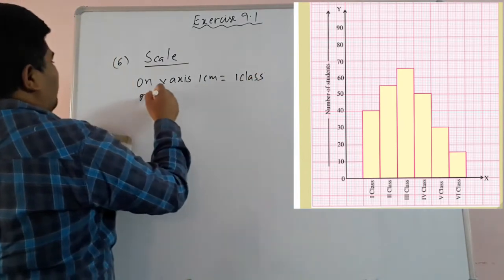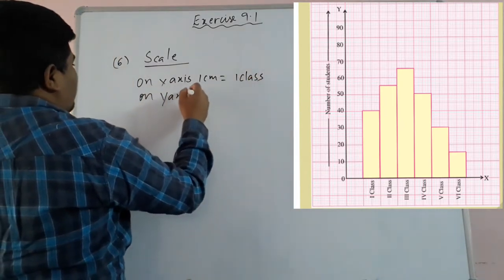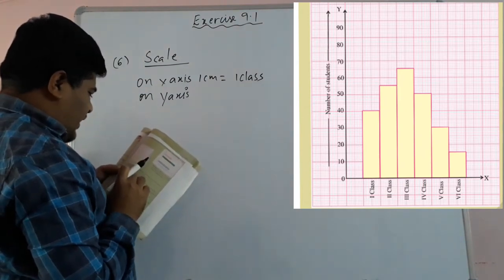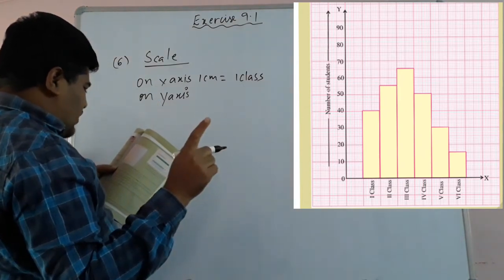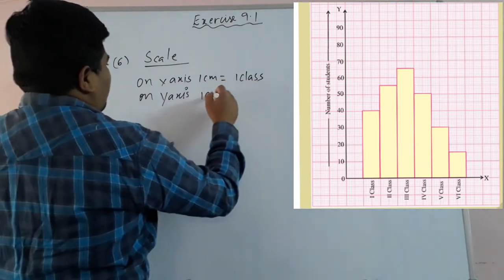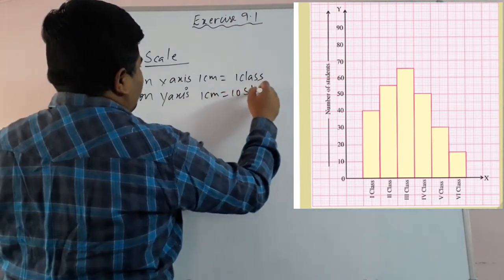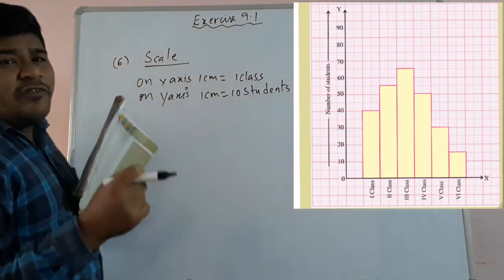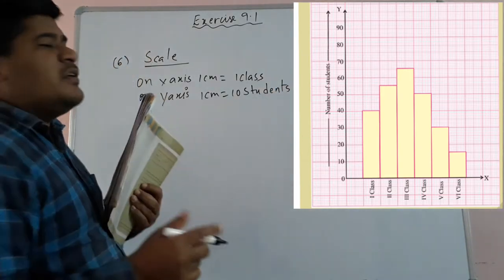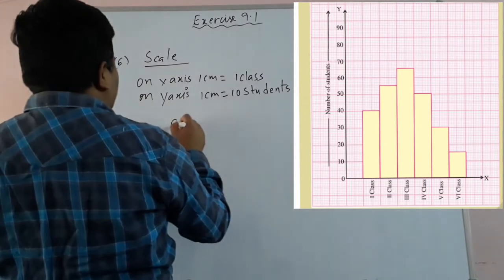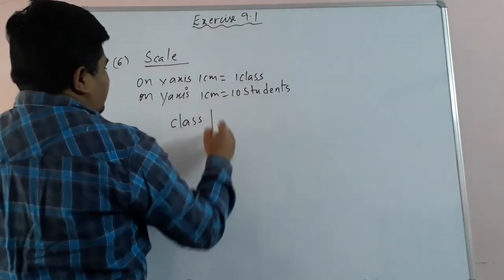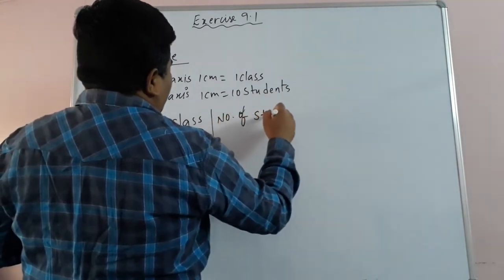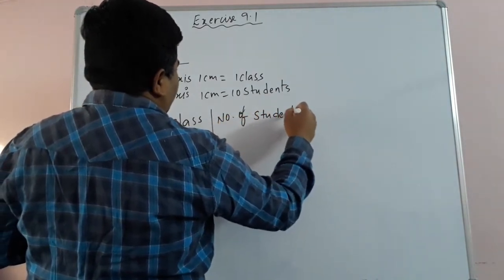And on the y-axis, what is it, children, here? On the y-axis, number of students is there. Here 1 centimeter is equal to 10 students. 1 centimeter is equal to 10 students. And also they are asking us to write a frequency distribution table from this. So in the first column we will take, children, class, and in the second column we take number of students.